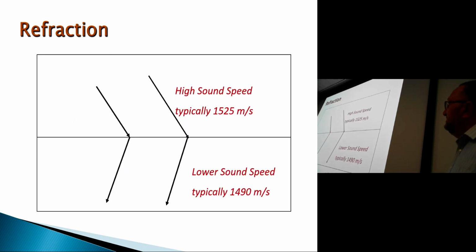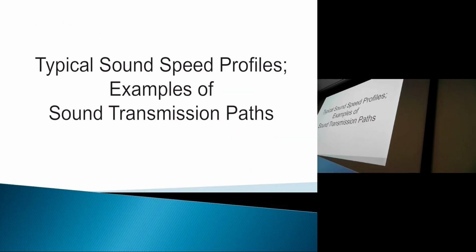Looks a little bit like this. So say we've got a layer in the surface with a high sound speed value, typically 1525 meters per second. Below it, for whatever reason, we've got lower sound speed values of 1490. So our sound rays would be bending towards the lower sound speed. This will become clearer when we look at the paths more fully.